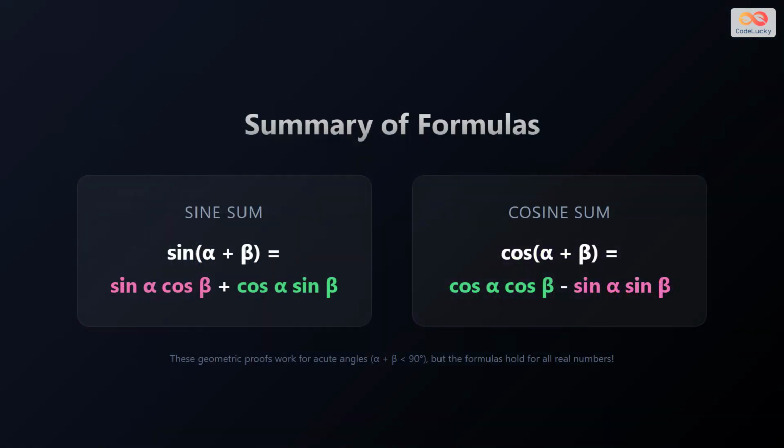And there we have it. By simply drawing a few perpendicular lines and applying basic trigonometry definitions, we have visually proven the sum formulas. Sine of alpha plus beta is sine alpha cosine beta plus cosine alpha sine beta. And cosine of alpha plus beta is cosine alpha cosine beta minus sine alpha sine beta.